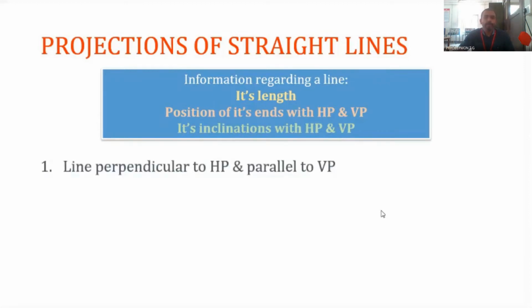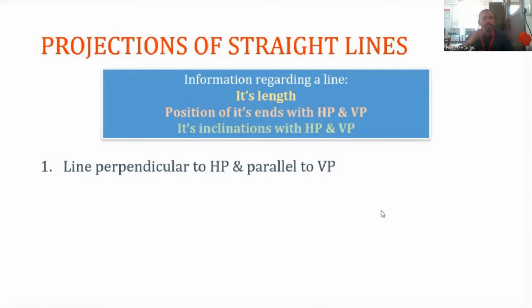So then the different orientations that are possible. We are not considering the orientation with respect to the profile plane. We are considering only the HP as well as VP. So with respect to the HP and VP, there are 6 different orientations possible.